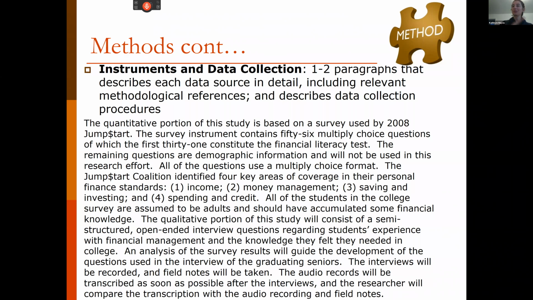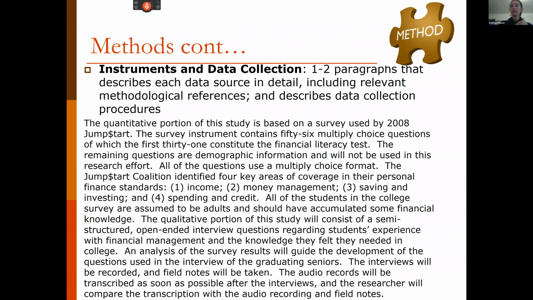Then he goes to his qualitative portion, the interview. It consists of semi-structured, open-ended interview questions regarding students' experience with financial management and the knowledge they felt they needed in college. All right, so he's describing what exactly the interview is going to be about, and you need to do that in talking about your interview. You also need to talk about whether the questions are open-ended or semi-structured, and what he didn't do was cite the interview book or focus group book to talk about where he got those ideas.